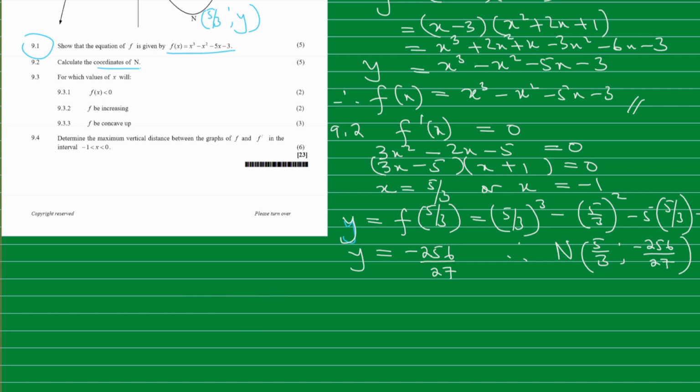Then the next question, 9.3, is to find the values of x for which f of x is less than 0. This simply means what is the range of values of x where our function is negative, where it is below the x-axis.